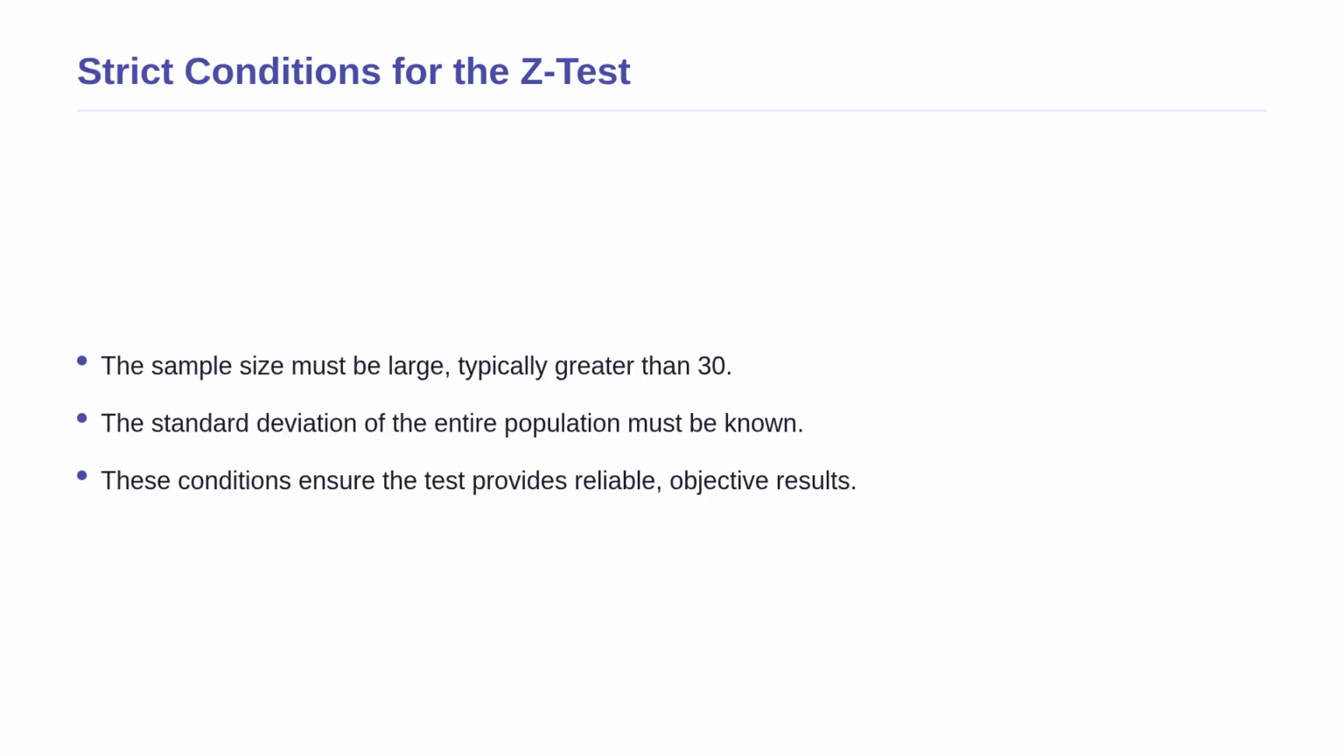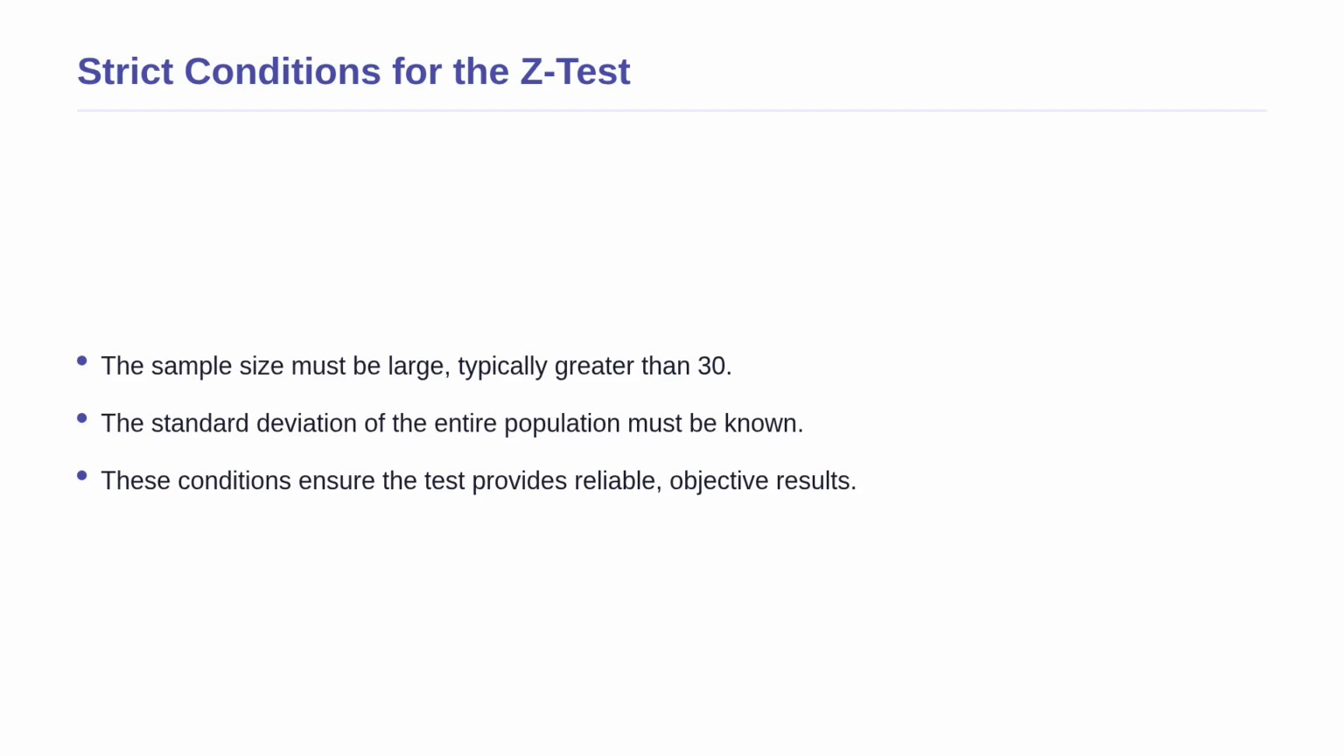Building on that definition, we cannot just use the z-test whenever we feel like it. We specifically use the z-test when two strict conditions are met. First, our sample size must be large, which typically means greater than 30 subjects or items. Second, the standard deviation of the entire population must already be known to us.